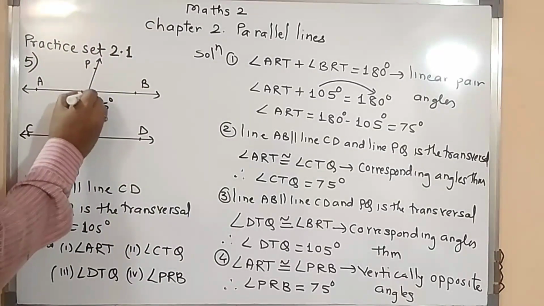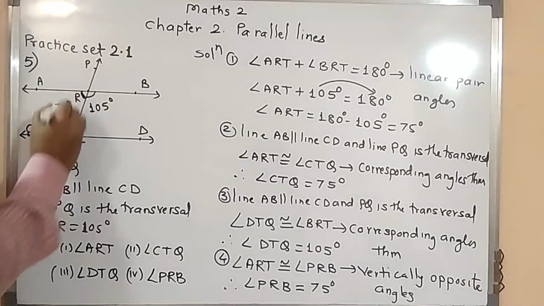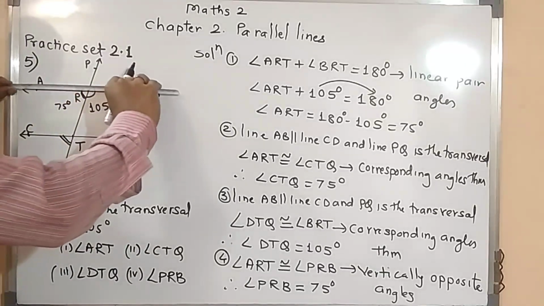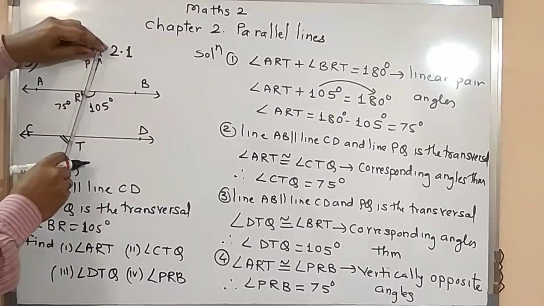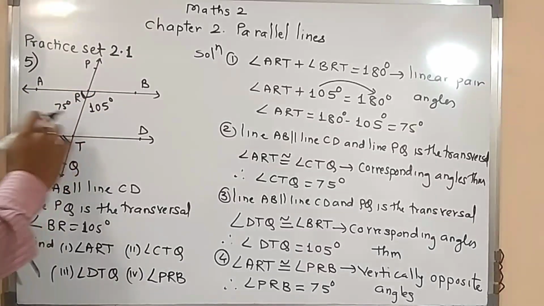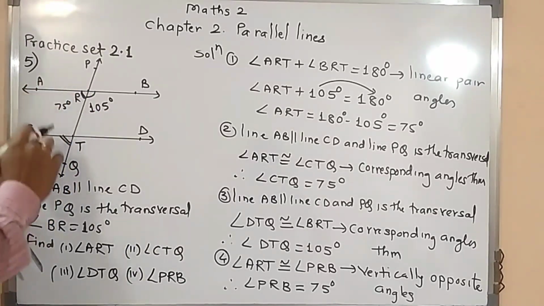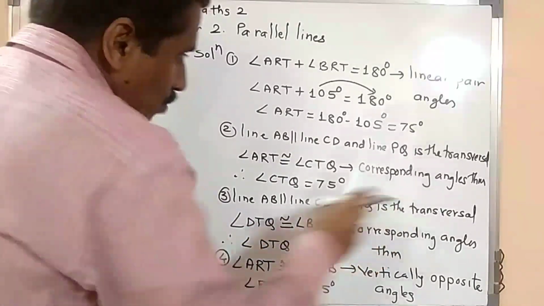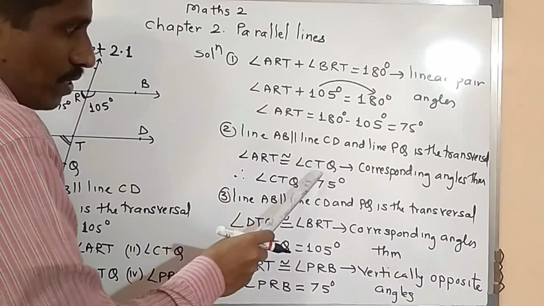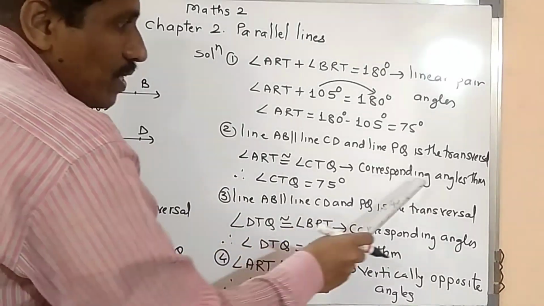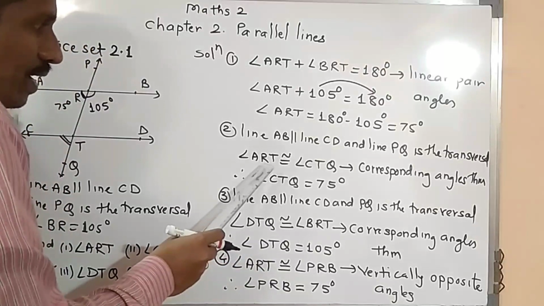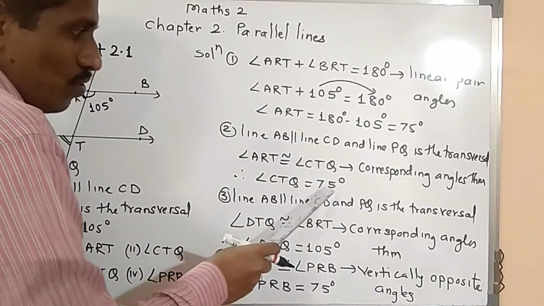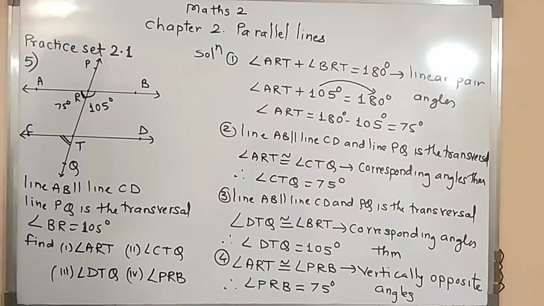Now I have to find out CTQ. I got this angle as 75 degrees, and I have to find out what type of angles these are. If AB is parallel to CD and this one is the transversal, angle ART and angle CTQ are corresponding angles. Line AB parallel to line CD, line PQ is the transversal, angle ART is congruent to angle CTQ, corresponding angles theorem. ART from statement number 1 is 75 degrees, therefore CTQ is also 75 degrees.